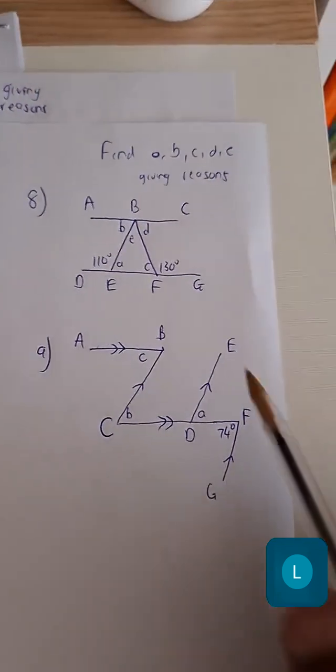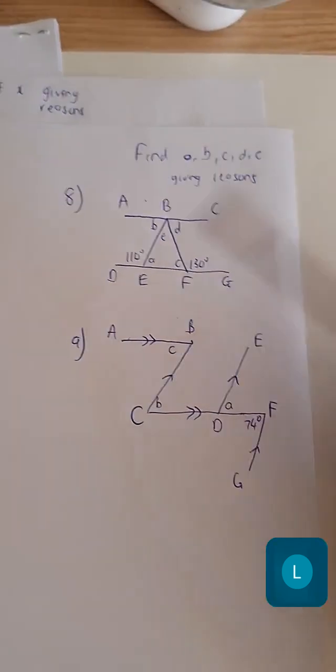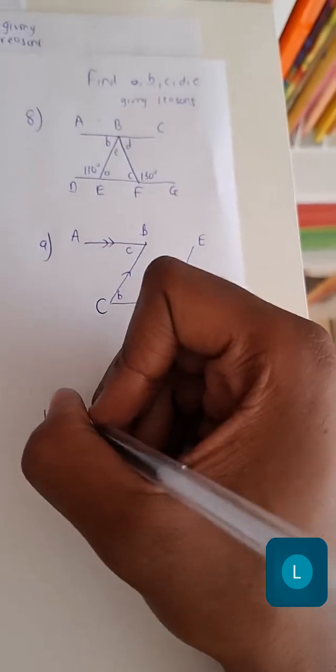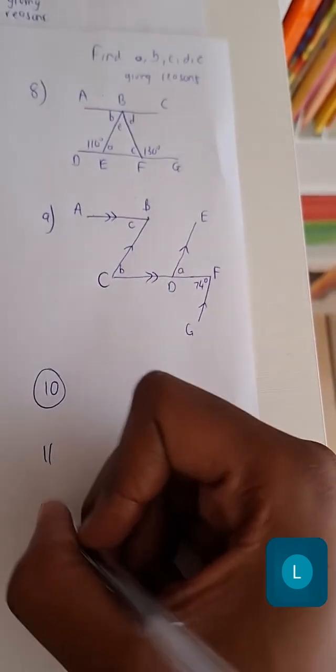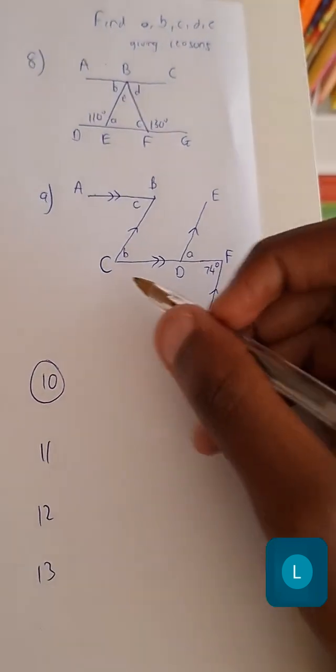Okay, so these ones you need to find A, B, C, D, and E giving reasons for number 8 and 9. Ten, 11, 12, 13, 14, 15.